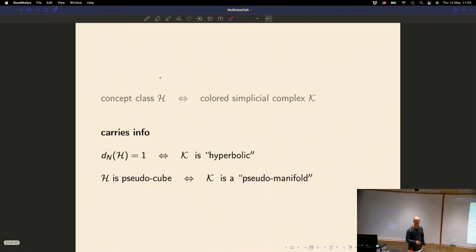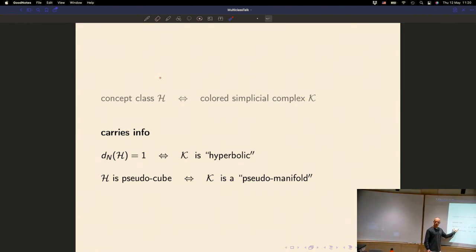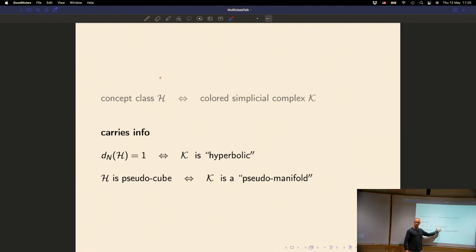And it turns out that this very simple translation is extremely informative. The Natarajan dimension being 1, which we saw what this means, translates to hyperbolicity of the simplicial complex. The fact that H is a pseudo-cube corresponds to a notion called pseudo-manifold. It translates things from learning to things in topology. It's quite surprising in my mind that this was defined in topology. It was called the no empty square condition. It's amazing.